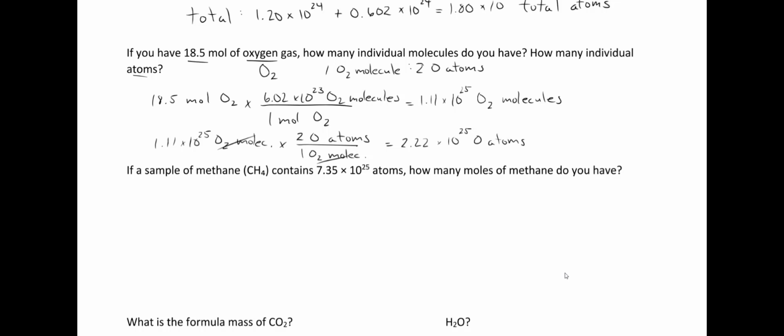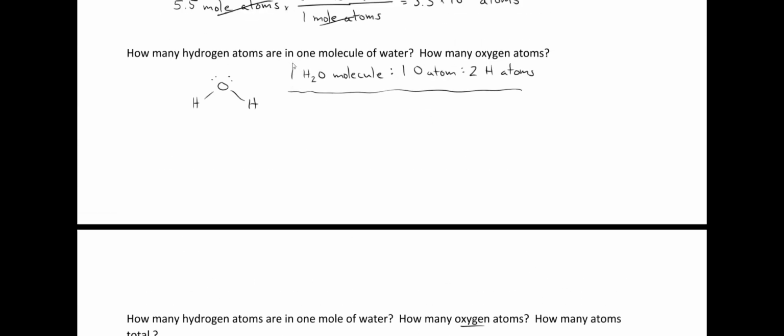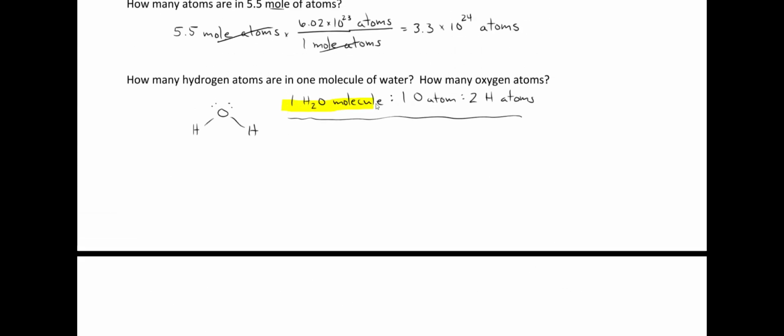You want to be sure that you're very comfortable with these kinds of relationships here. So the number of oxygen molecules to atoms, or similarly what I had up here. Every water molecule has 1 oxygen atom and 2 hydrogen atoms and 3 atoms total, correct? An oxygen atom plus 2 hydrogen atoms.